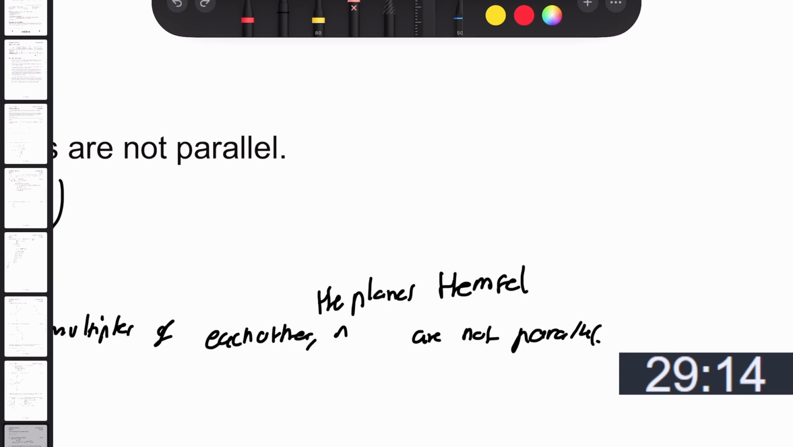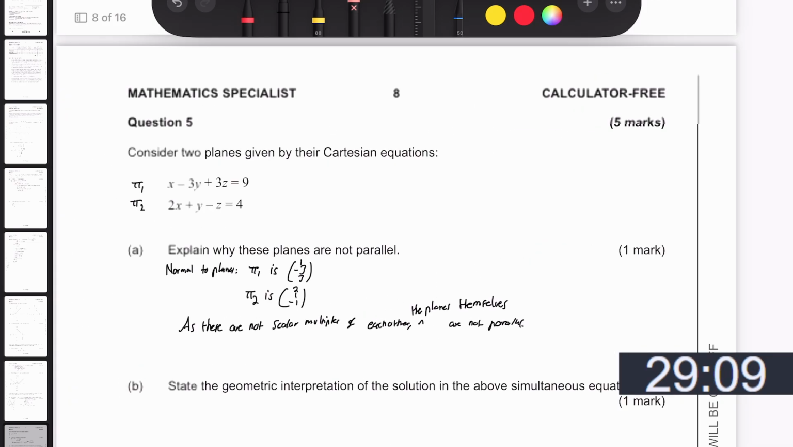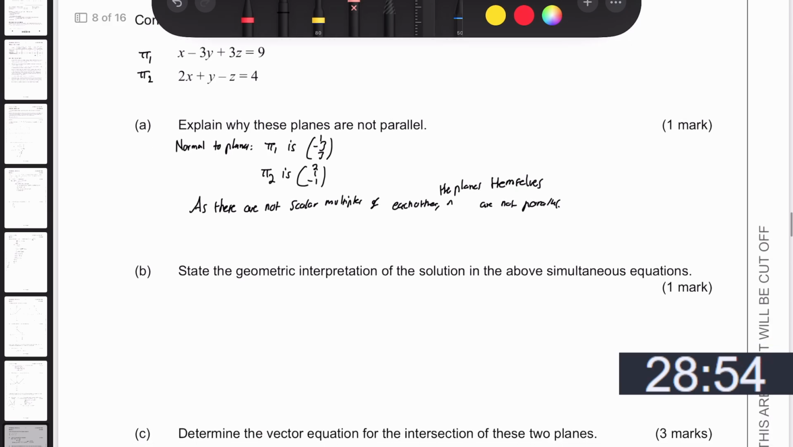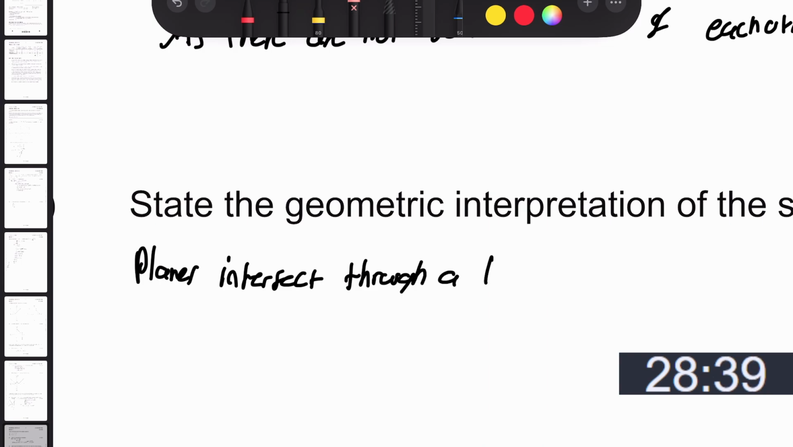What is it doing? It thinks the tip is lower than it actually is. It's really annoying. Okay, so state the geometric interpretation of the solution to the above simultaneous equations. So it must be a line through space. So the planes intersect through a line in space.